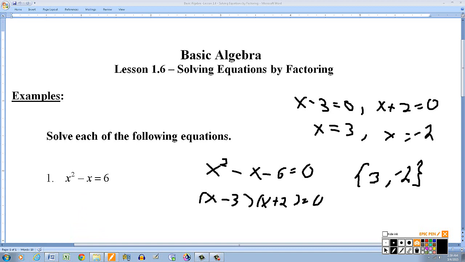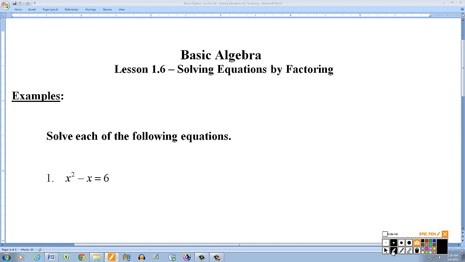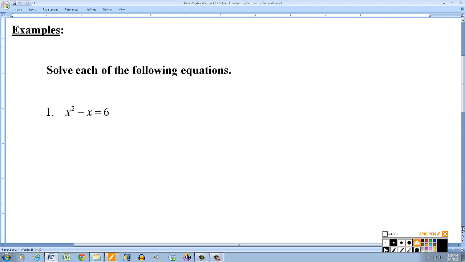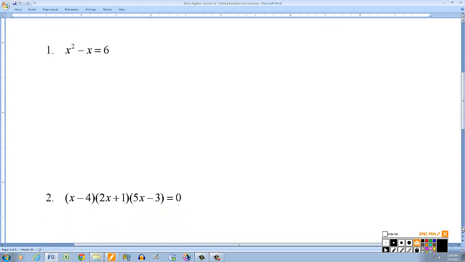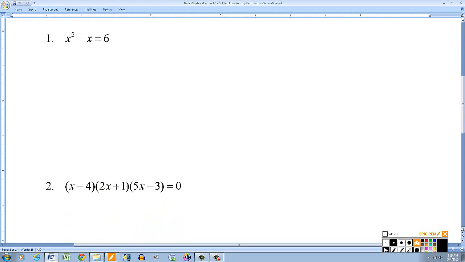Okay, let's clear this. Now the next one's already pretty much set up for us. You can have the product of 3 factors or 10 factors. It doesn't matter if it's factored out, and as long as one side is 0, that's the key. The product has to equal 0. Then you just take each factor and say it equals 0. So the product of these 3 is 0. That means either one of them or all of them are 0. X minus 4 can be 0. 2x plus 1 can be 0. 5x minus 3 could be 0. So we just set them all equal to 0.